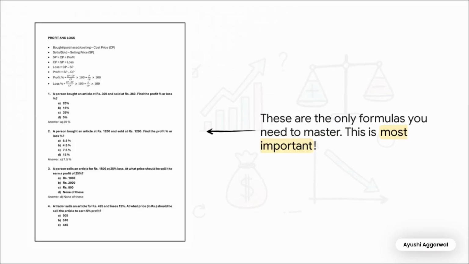Now I need your full attention on this slide. What you're seeing here are all the essential formulas. This is the heart of the chapter. Look at the top. The simple formula for profit, it's just selling price minus cost price. Right below it, for loss, cost price minus selling price.